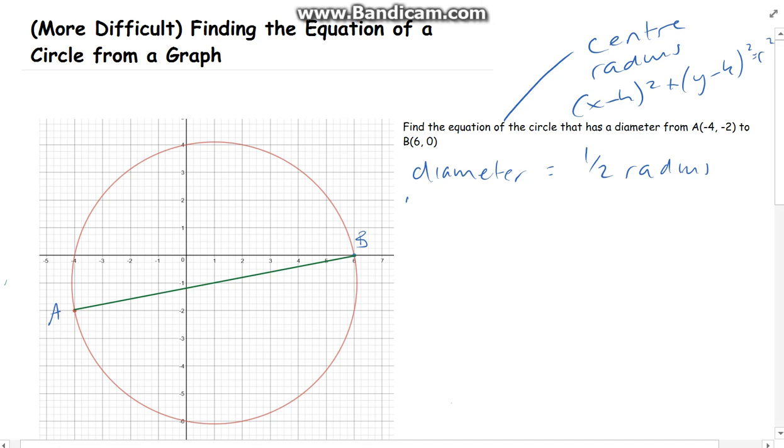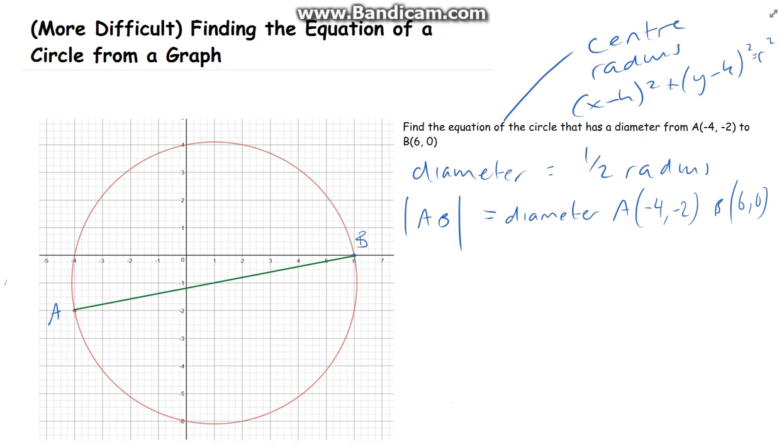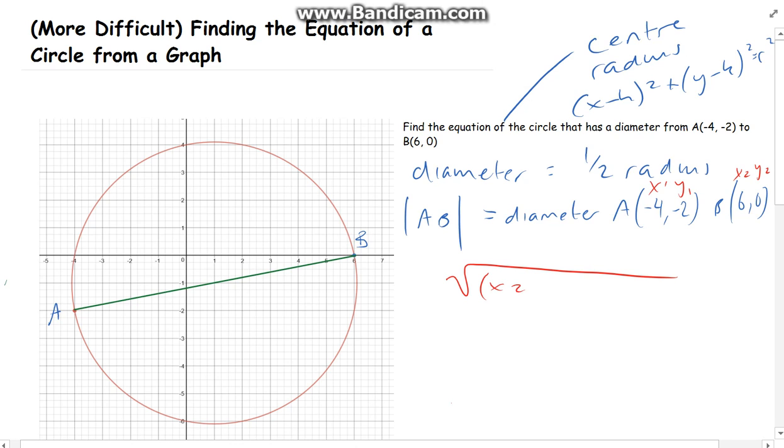So we'll find the distance of AB, which is the diameter, where A is (-4, -2) and B is (6, 0). So it's our coordinate geometry. You label your points, you write your formula, and you fill into your formula.